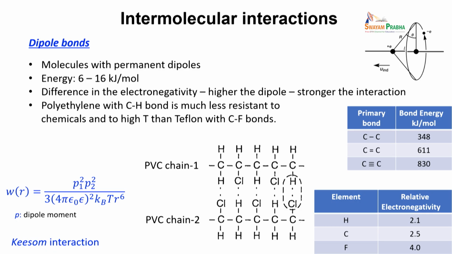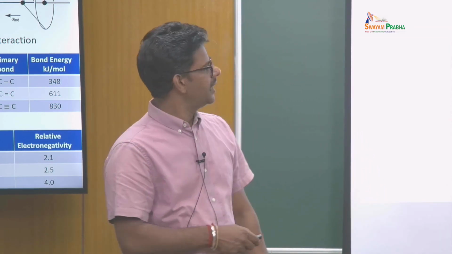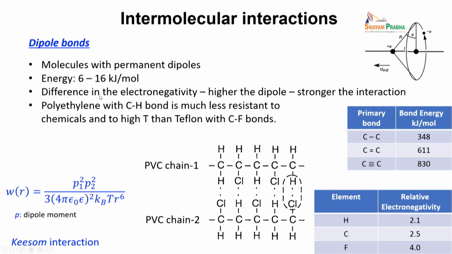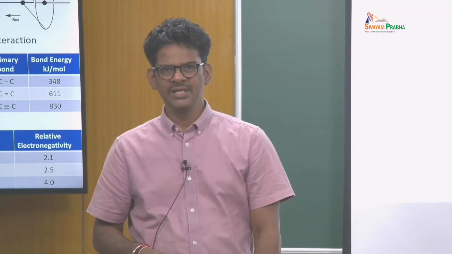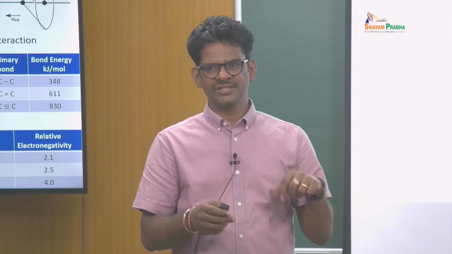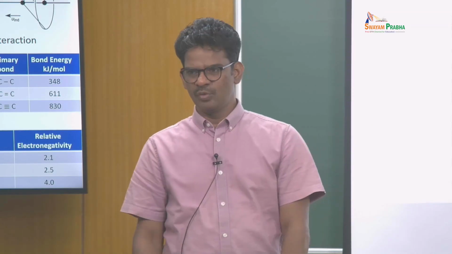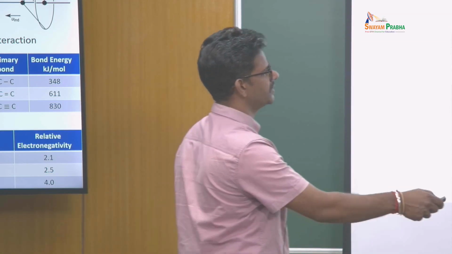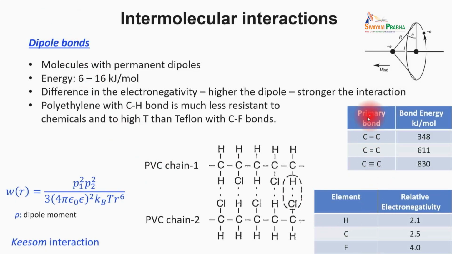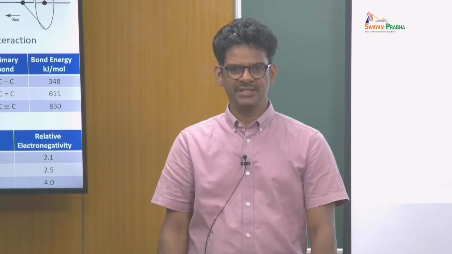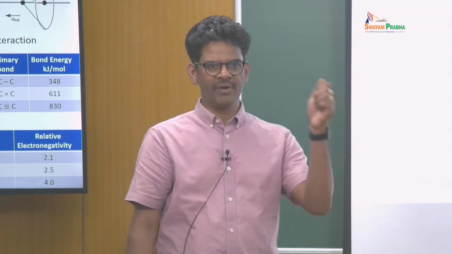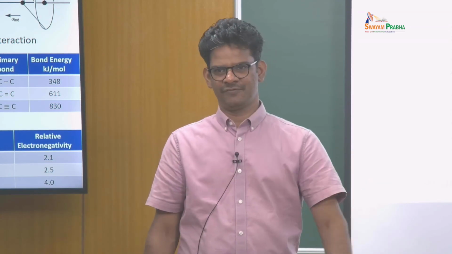Because these atoms and molecules have a permanent dipole, dipole-dipole interactions occur, which are attractive, and these energies are a little bit stronger than the van der Waals interactions. They can go up to 6 to 16 kilojoules per mole. We give a range because these interactions depend on how far apart the molecules are, what the dipole moments are, and so on. Compare this with the primary bond energies, which are of the order of 350 plus. So even dipole-dipole interaction is still weaker compared to primary bonds, but stronger compared to van der Waals forces.